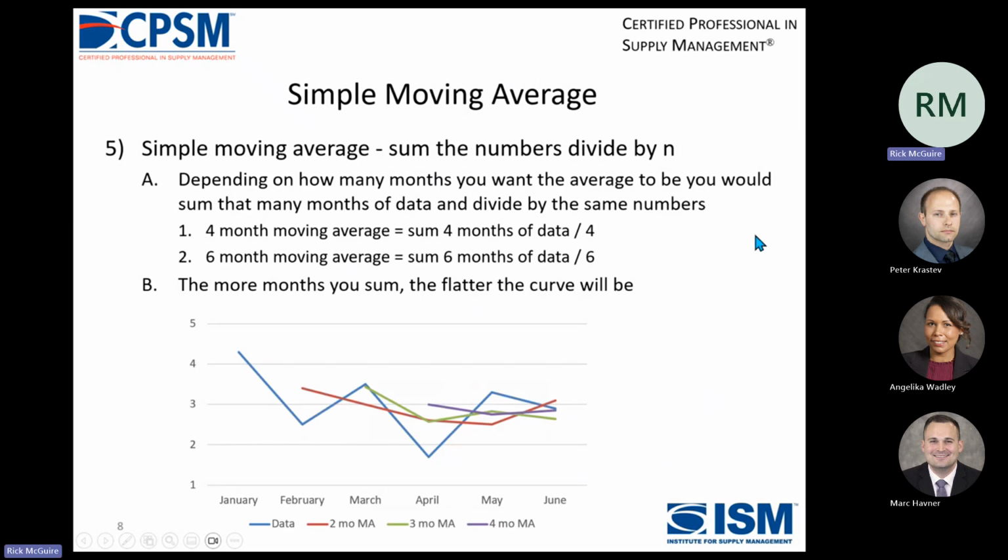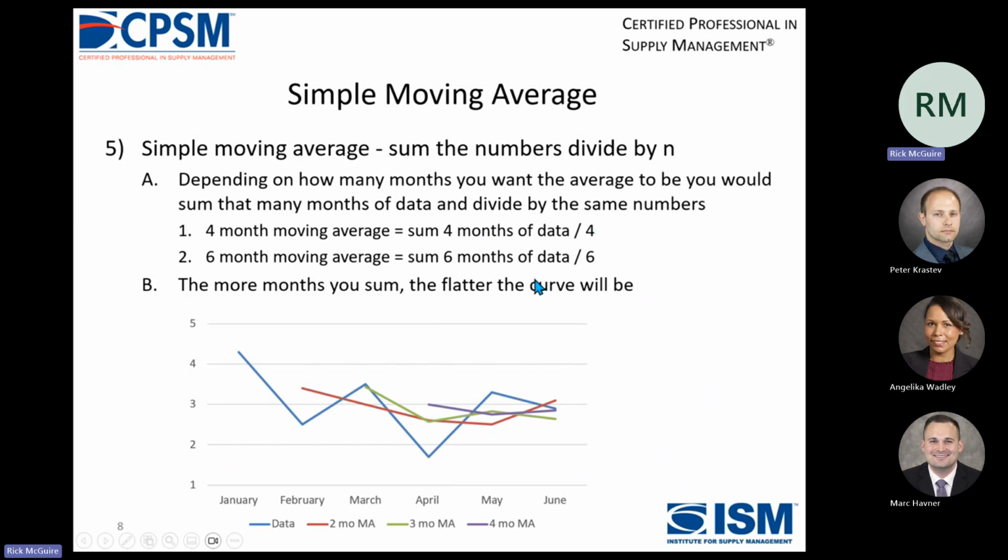So we're going to get into some forecasting stuff here. It's covered more in section C. But simple moving average, I'm sure you guys have had this in class a few times. Determine how many months you want the average to be. Then you sum up that many months of data and divide by the same number. So 4-month moving average equals 4 months of demand data divided by 4, etc.